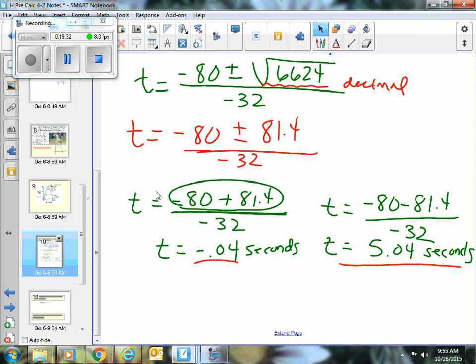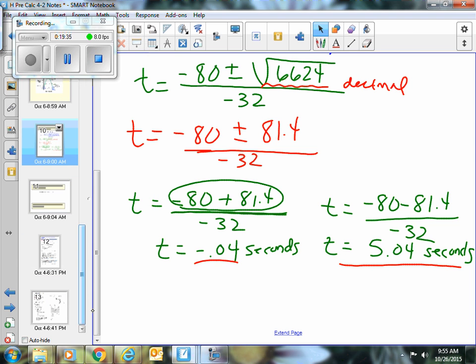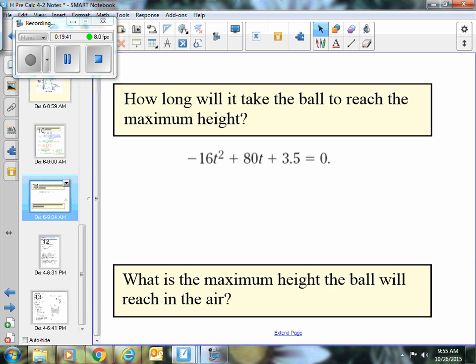So being able to find how long is it in the air? How long does he have? Well, he has about 5 seconds to get there. So quadratic formula is a great way to find those zeros. All right, let's take it one step further just to get some applications.